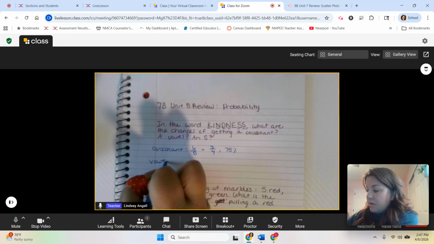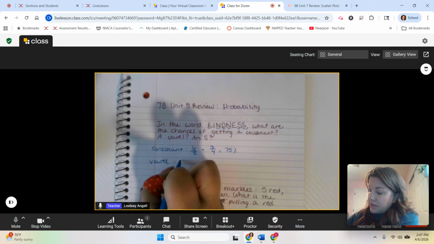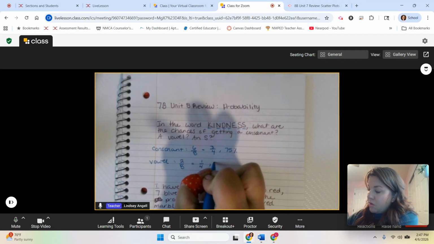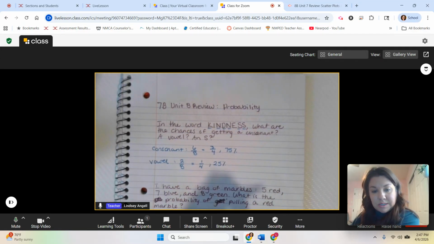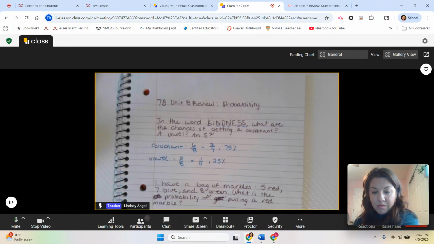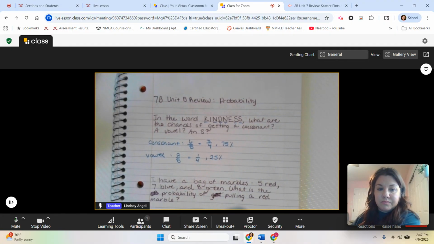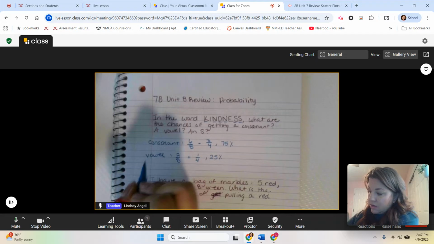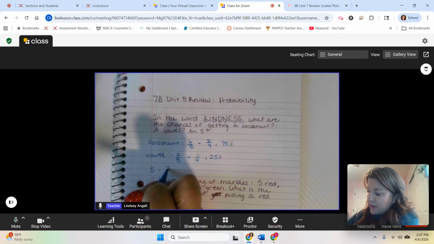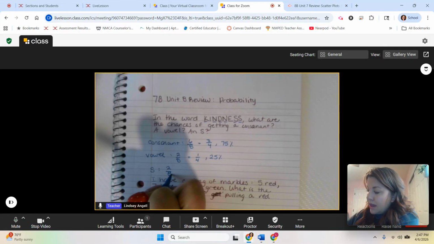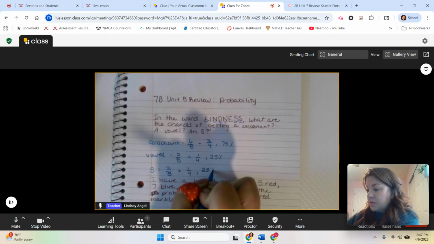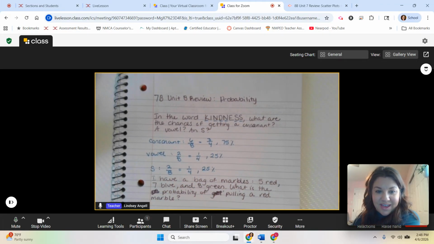For a vowel, that's the other letters: 2 out of 8, which reduces to 1/4, or 25%. You have a 25% chance, or 1 out of 4 chance, of getting a vowel. And for the S, there are 2 S's, so we also have a 2 out of 8 chance of getting an S, or a 25% chance. Okay?